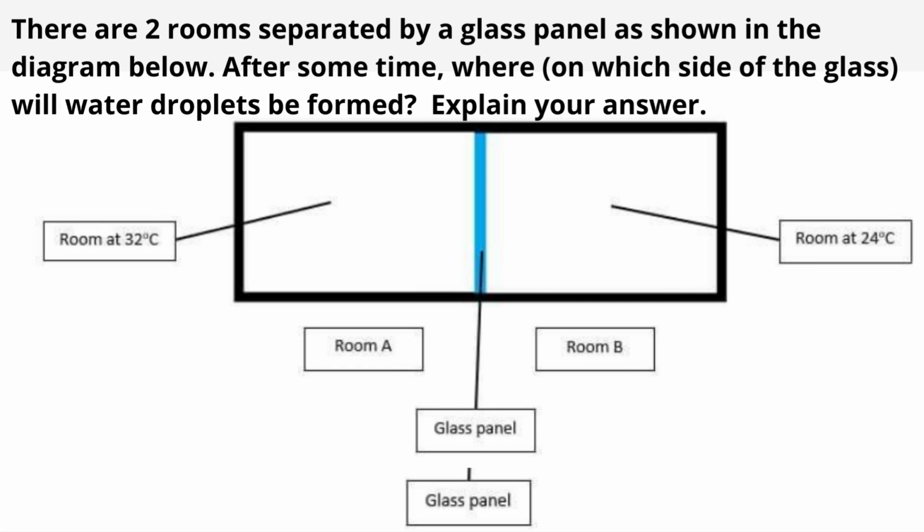Hi everyone. Today I'm going to present to you a typical science question with application. Let's look at the question. The question illustrates two rooms, room A and room B, separated by a glass panel. After some time, they ask, on which side of the glass panel will the water droplets be formed? Is it on the left side or on the right side? And explain your answer.